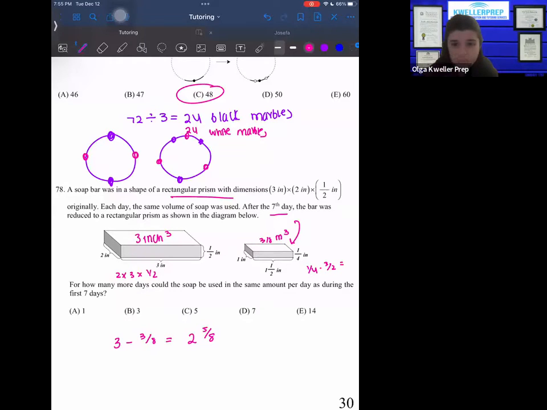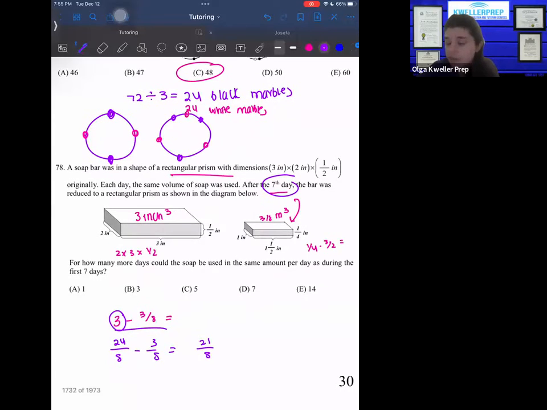Okay, go ahead. Sure. So 3 minus 3/8, that's what we were up to. So we can make this common denominator to make it easy for us. So we can do 24 out of 8 minus 3/8, and we're going to get 21/8. So we've used 21/8 cubic inches of soap. But the question is, well, how many per day, right?